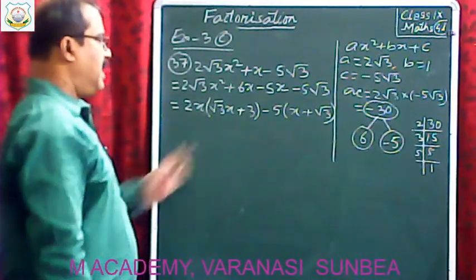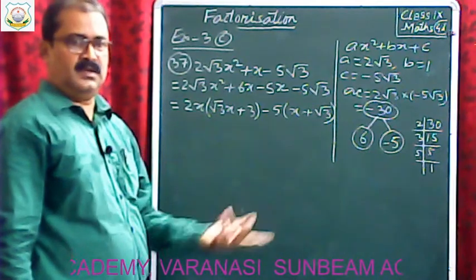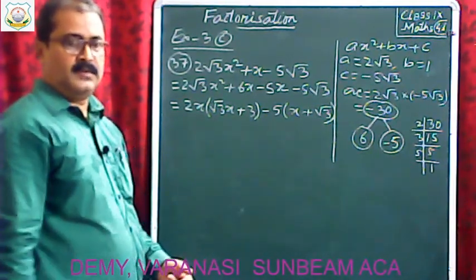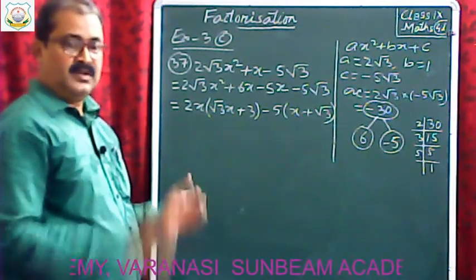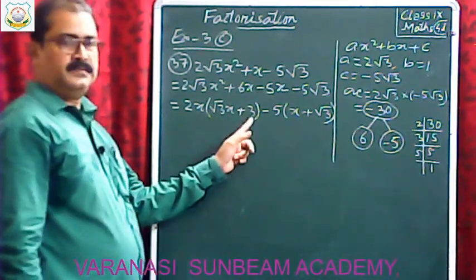Now again both the brackets are different: root 3x plus 3, and x plus root 3. Both are different. How to take out common? First of all, you have to make the same terms within the bracket. So nothing else, root 3x plus 3.